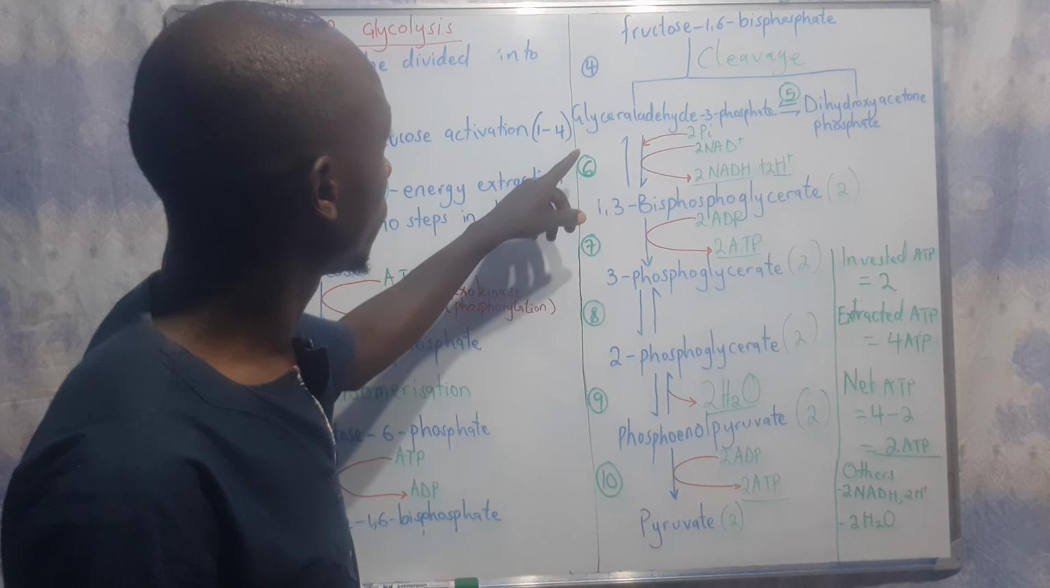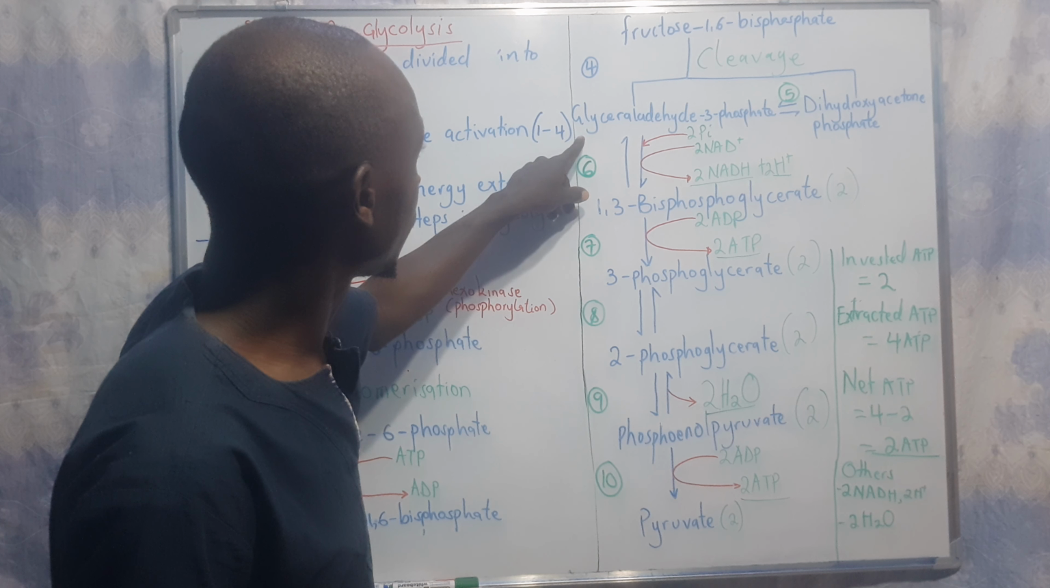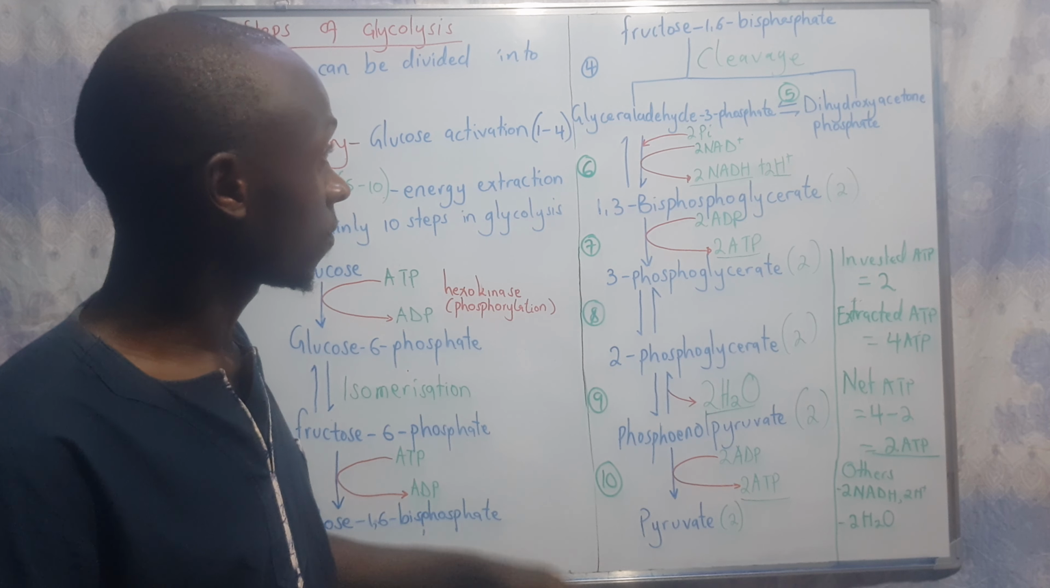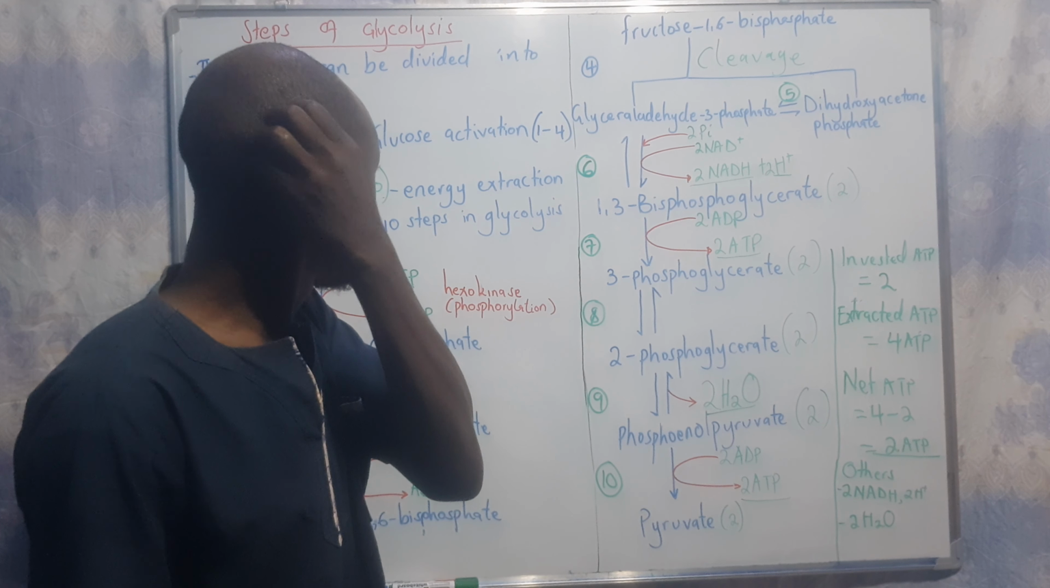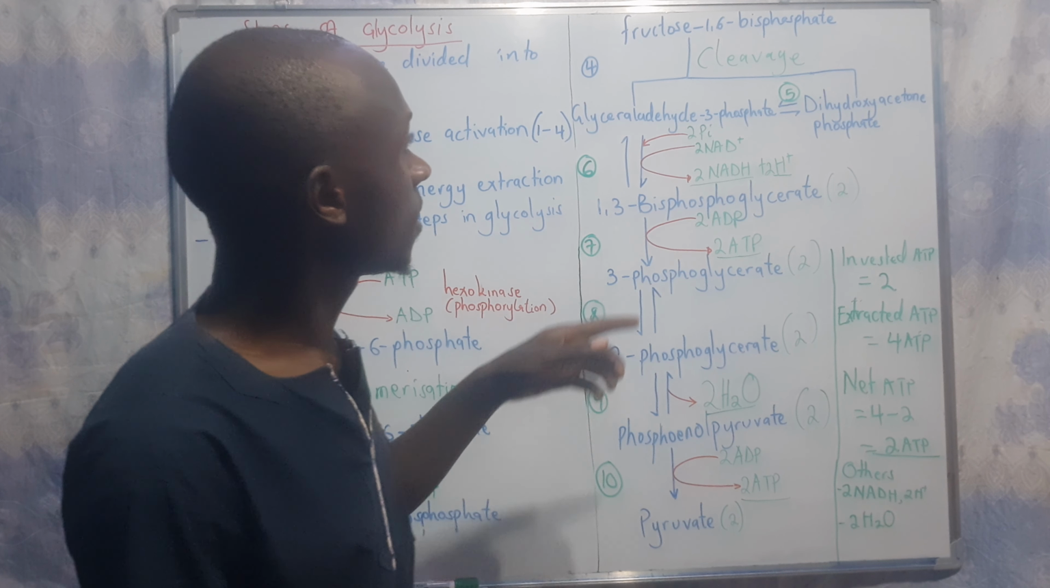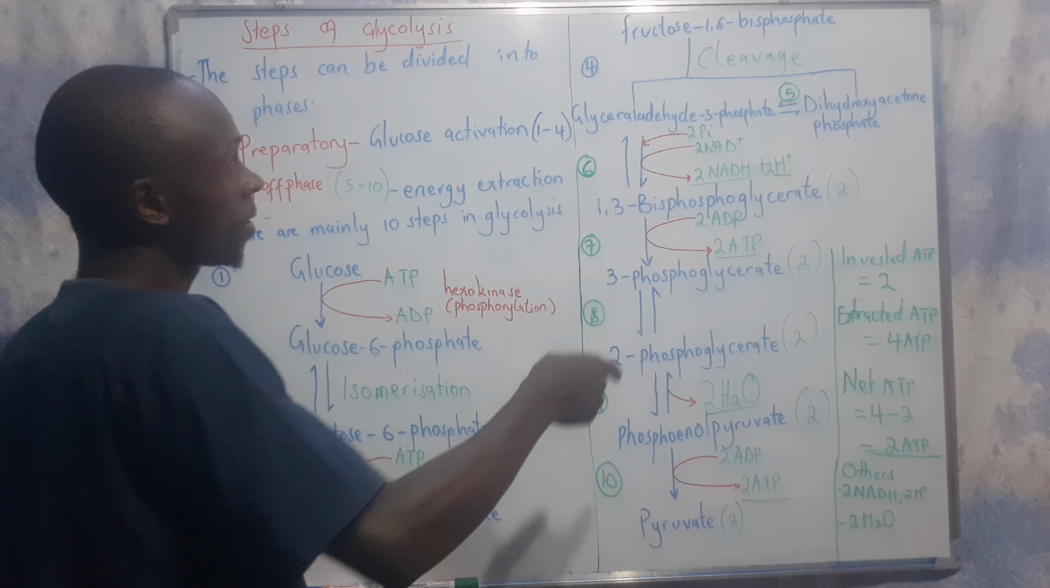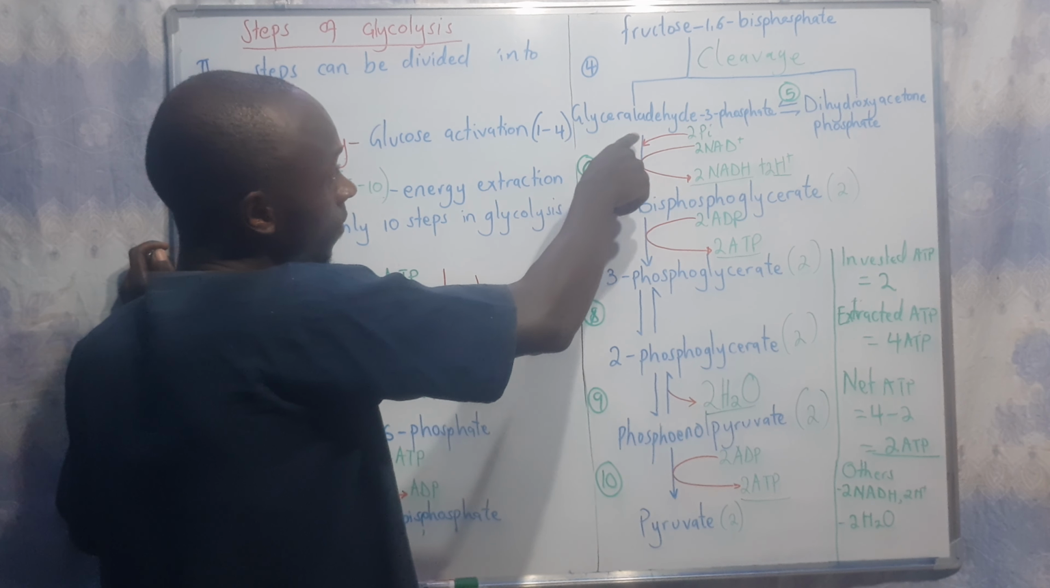and this cleavage yielded two molecules: glyceraldehyde 3-phosphate, with one phosphate group attached onto carbon atom number 3, and then dihydroxyacetone phosphate. Dihydroxyacetone phosphate is an isomer of glyceraldehyde 3-phosphate.